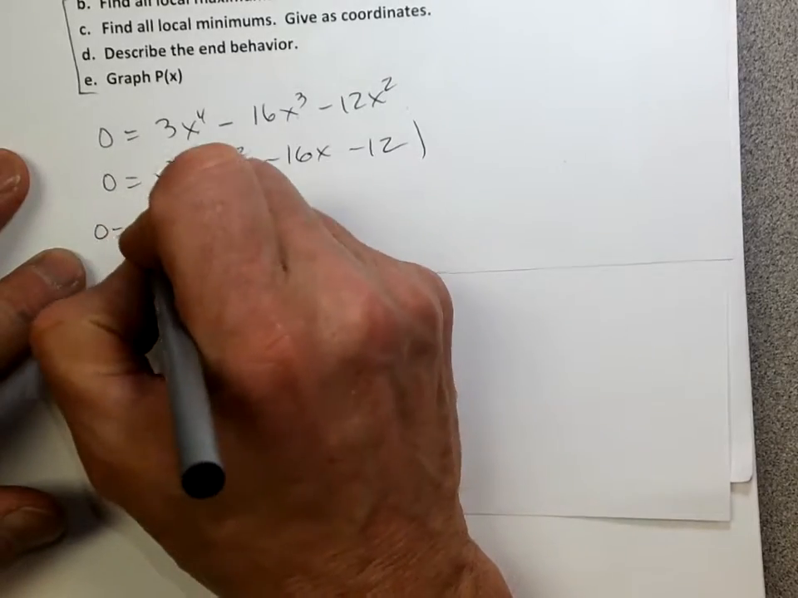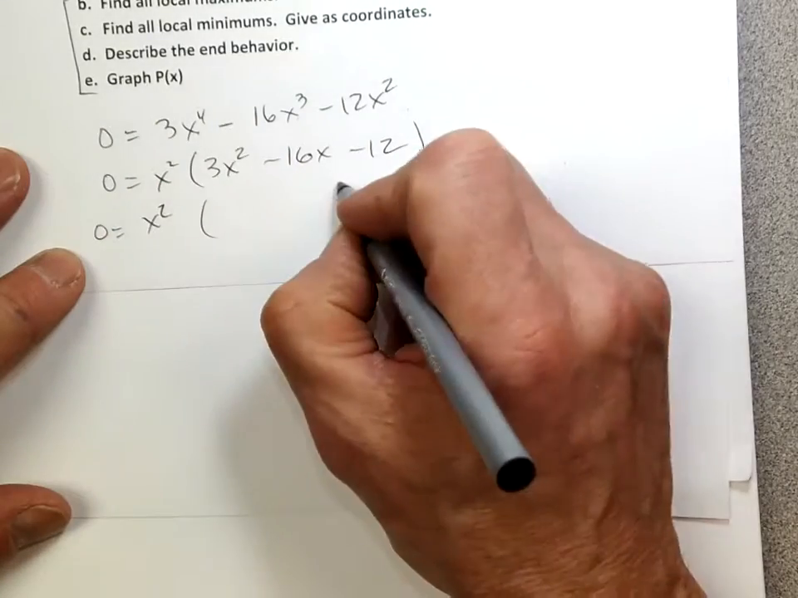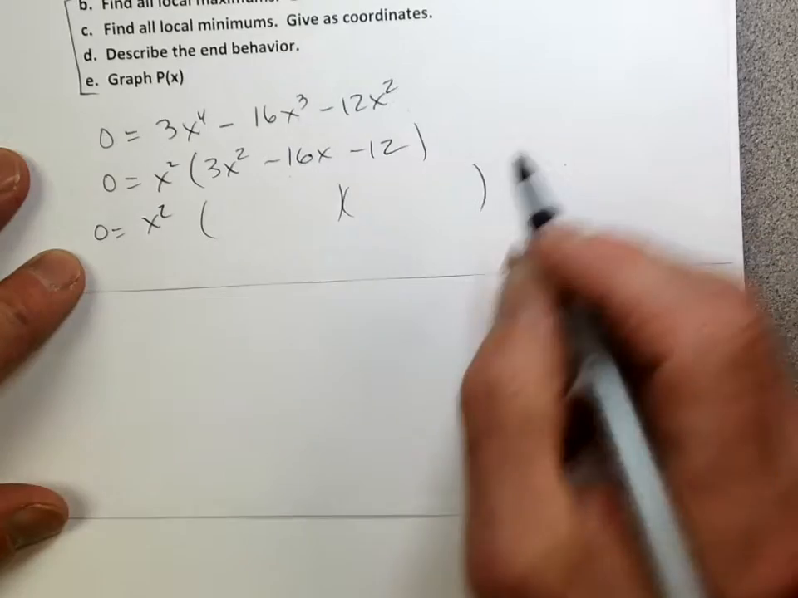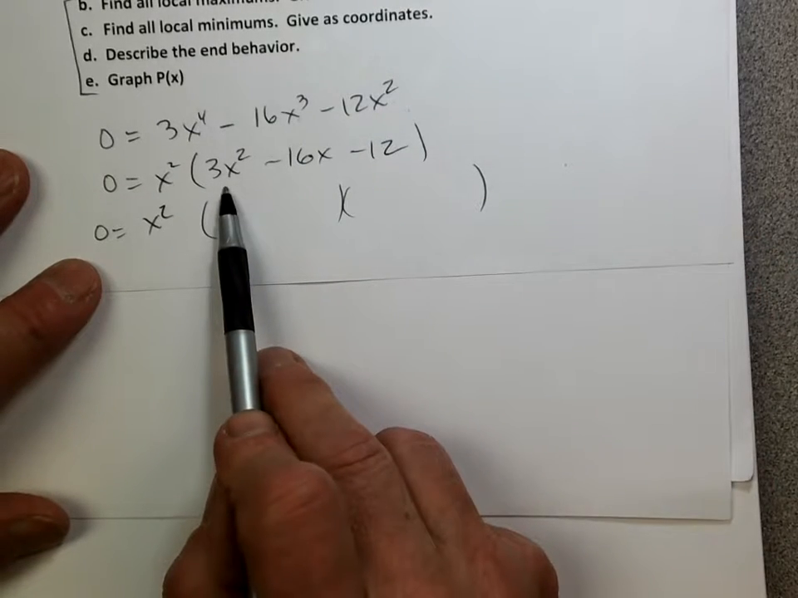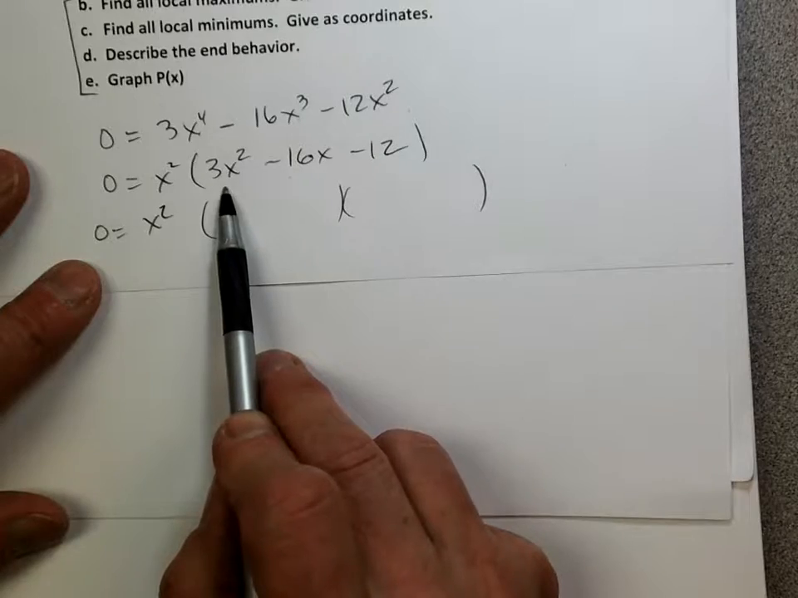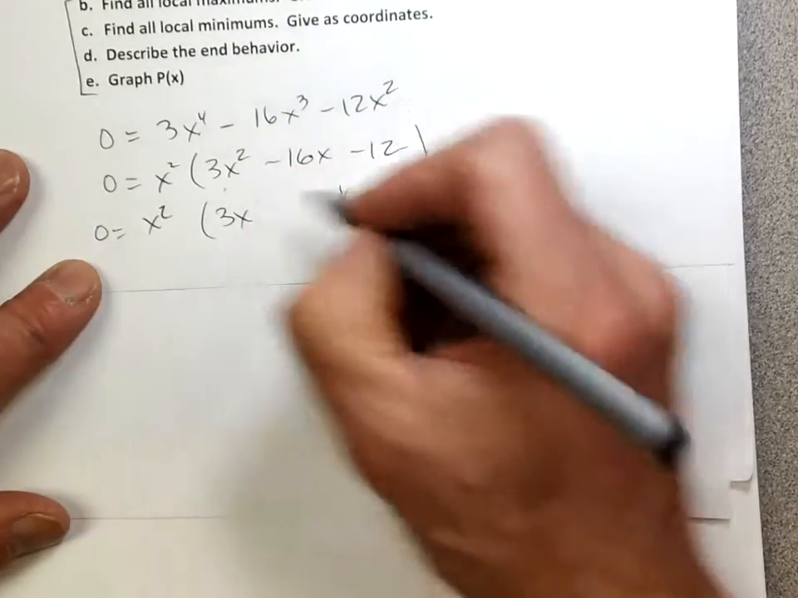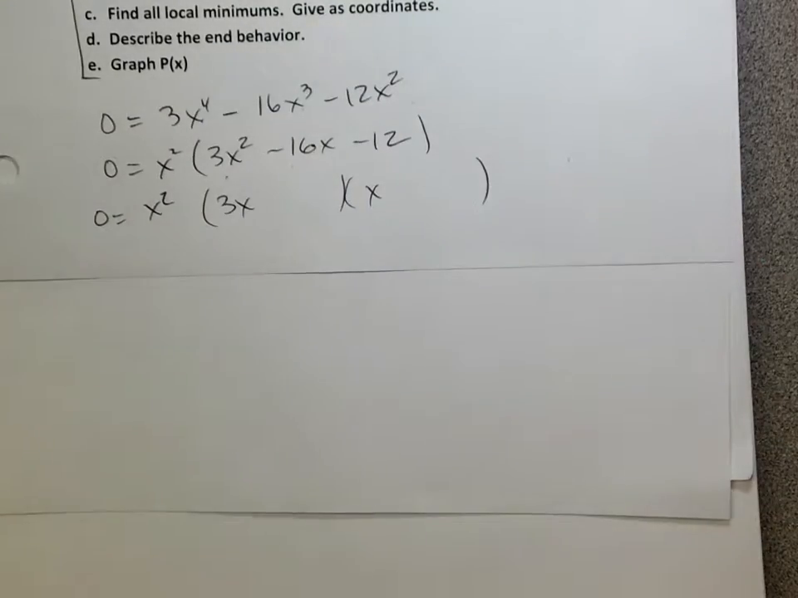So let's see if I can factor this. All right, parentheses, parentheses. Now, the multiples of 3 and 1, right? The only way I can get a 3x squared is with a 3x and an x. Everybody agree with that? It's got to be 3x and x.